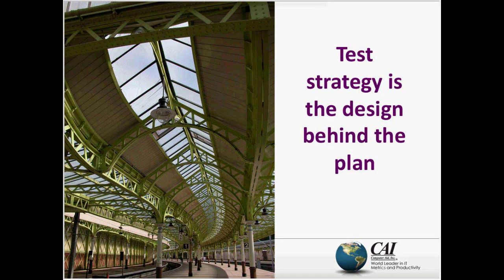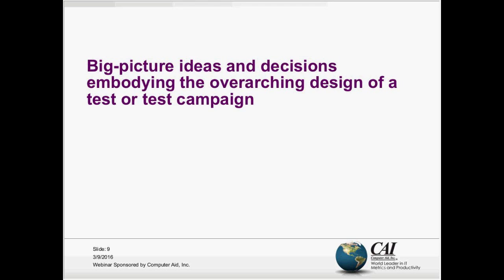Sometimes it's, in fact, the architecture, although I know that the A word is something of a dirty word in Agile circles. But it's really about the big picture ideas and the decisions that you've made that embody the overarching design. So it's the big design of a test or, in fact, a test campaign if it's a large project. But I should be really clear here that you can have a test strategy for anything of any size, and in fact you should. You should always have a strategic idea of how you're going to test something, whether that's something as simple as a single story or a component or a feature, or whether it's something as complex as an enterprise system integration test.